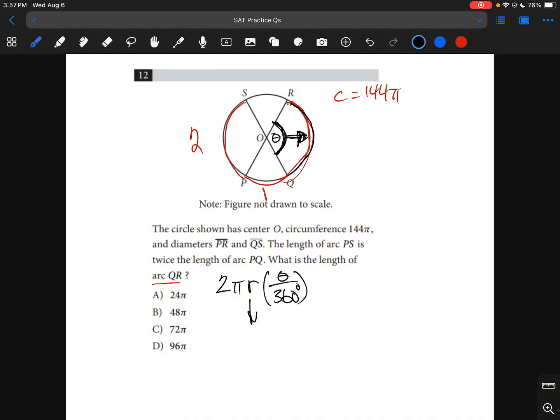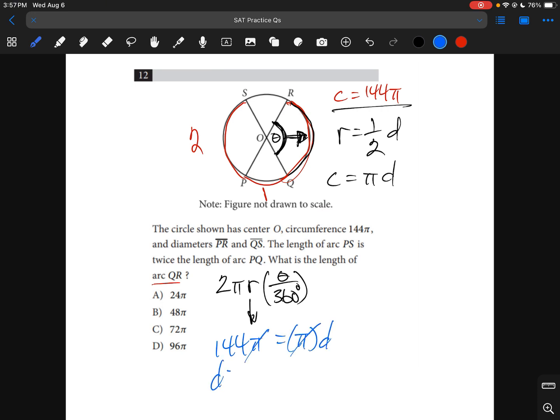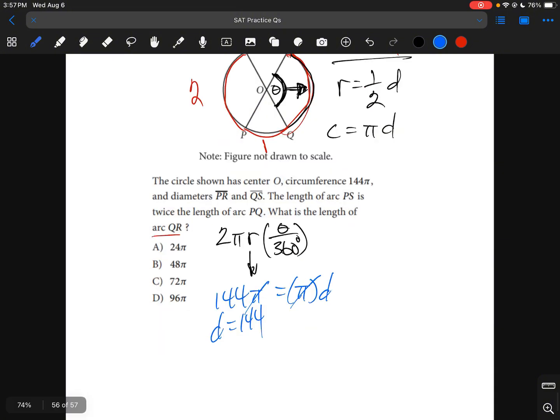Well, how do we find the radius r? You know the radius is half of the diameter. But how do we find the diameter? Well, we're given the circumference. Circumference is pi times diameter. So we know that 144 pi, our circumference, is equal to pi times the diameter. Pi's cancel. Our diameter is 144. And what's our radius? Our radius is 1/2 the diameter. So that means our radius is 72.